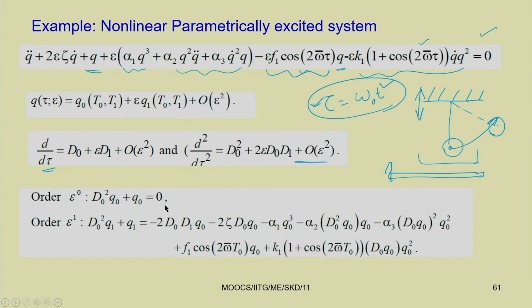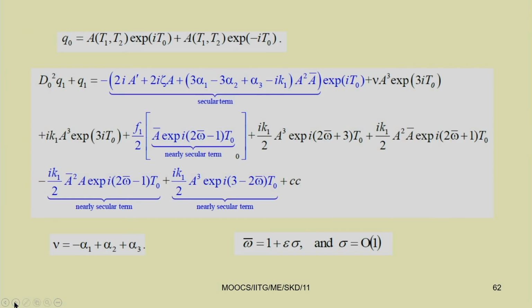So, order of epsilon 0. This is the equation with order of epsilon 0. This is the equation with order of epsilon 1. We know the solution of the order of epsilon 0, that is q0 equal to, like the previous case, q0 equal to A(T1, T2) e to the power i T0 plus A bar(T1, T2) e to the power minus i T0. Here you just see omega 0 equal to 1, that is why it is i T0.